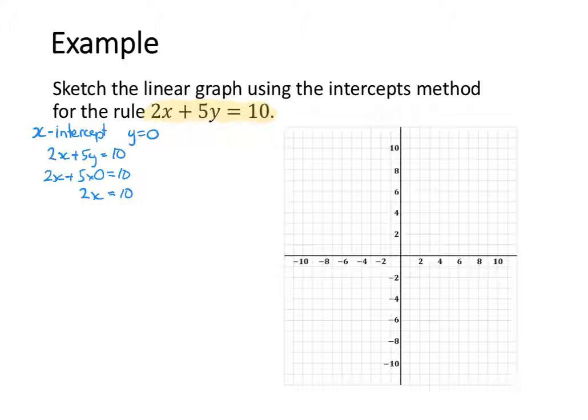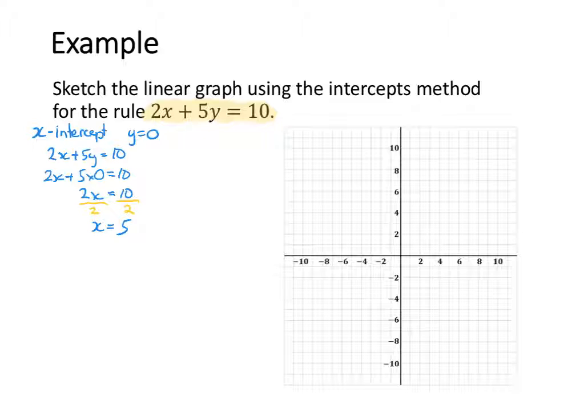Now I want to get x by itself. And the way I do that is to divide 2x by 2. And what I do to the left-hand side, I also need to do to the right-hand side. So divide that by 2 as well. So then it becomes x is equal to 10 divided by 2, which is 5. So my x-intercept is going to be 5.